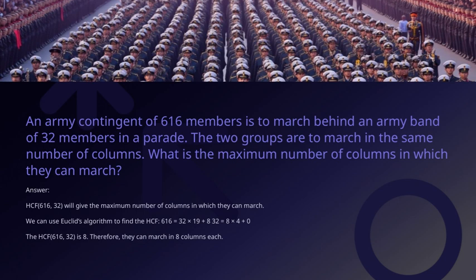It's the maximum number that divides both groups evenly, ensuring a neat, organized parade. So to recap, the HCF, calculated using Euclid's algorithm, gives us the maximum number of columns they can march in together. And in this case, that is 8 columns.